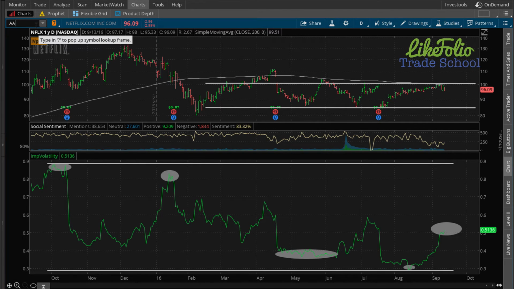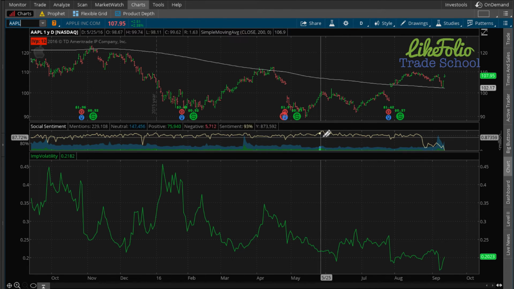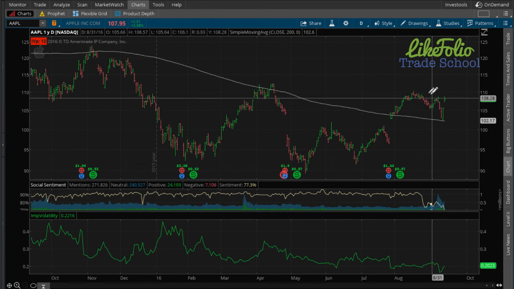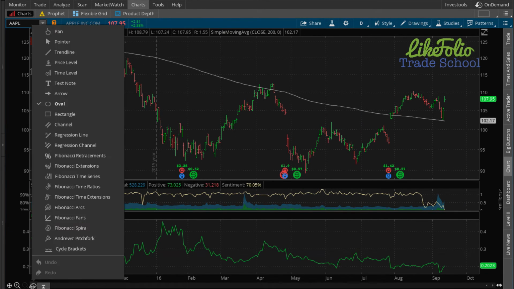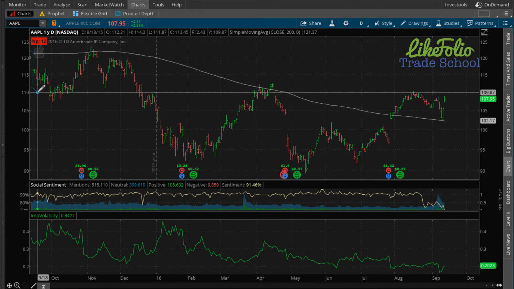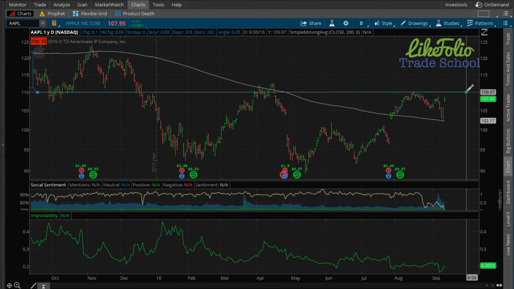One thing that I actually did see here that kind of brings it all together is an actual potential trade opportunity in Apple. So what do I see in Apple? We've got the news behind us. We've got some resistance right here at 110. There's a potential resistance level.